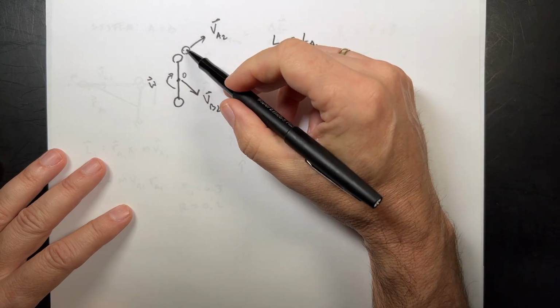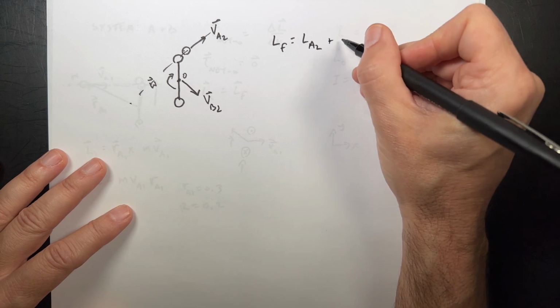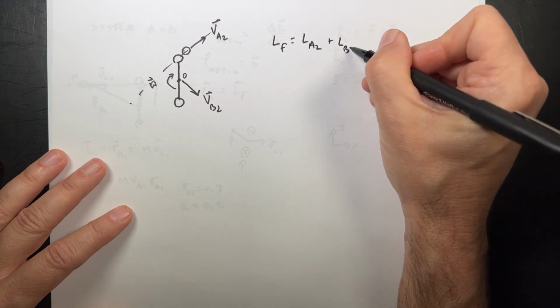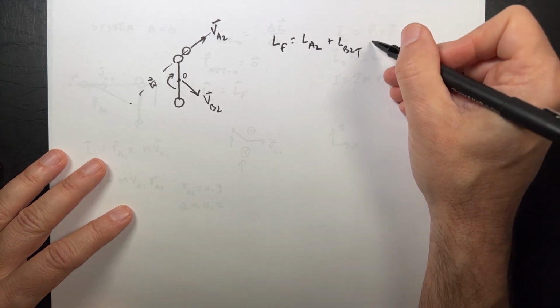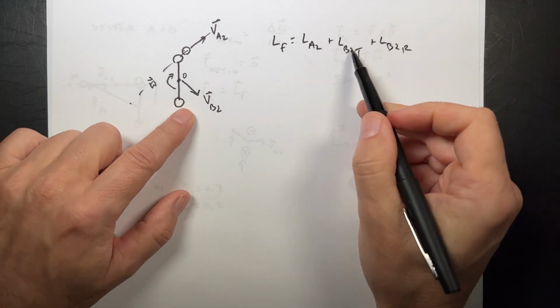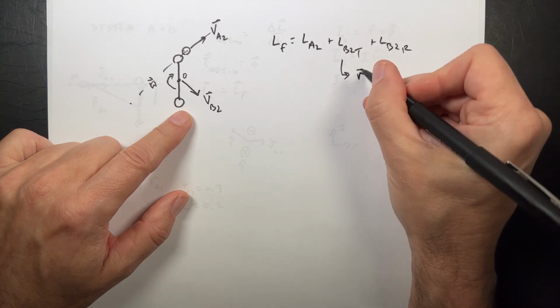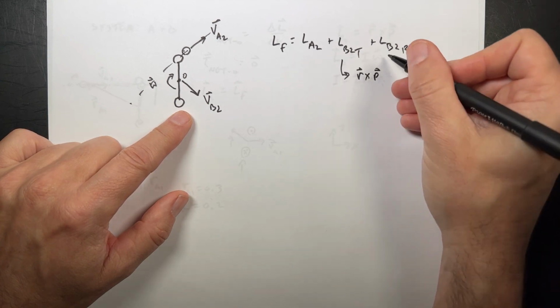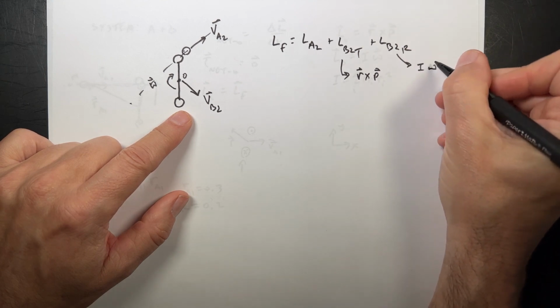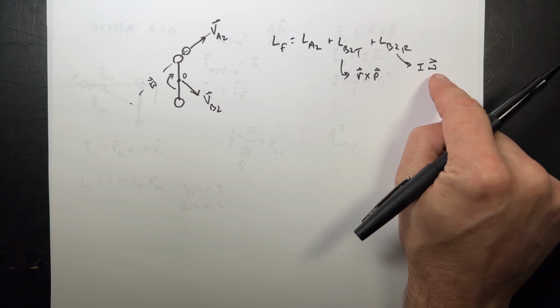LA2, the angular momentum of this, right? It has angular momentum, plus LB2T plus LB2R. So this is the translational angular momentum. This is R cross P, and this is I omega. It could have both of those. So I have 3 terms for the angular momentum afterwards, and I want to find that omega.